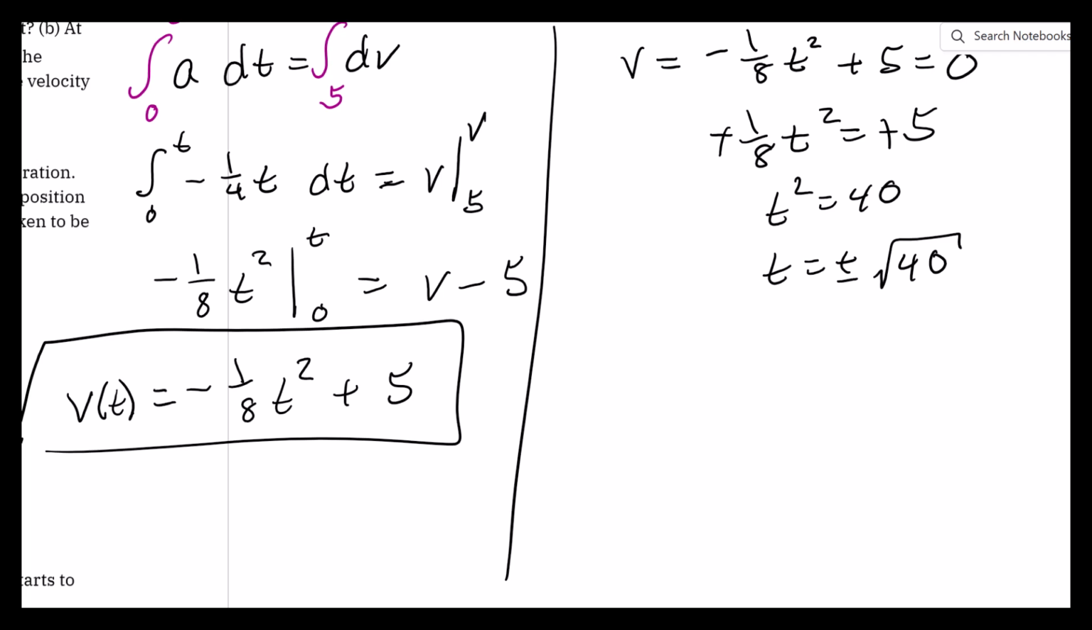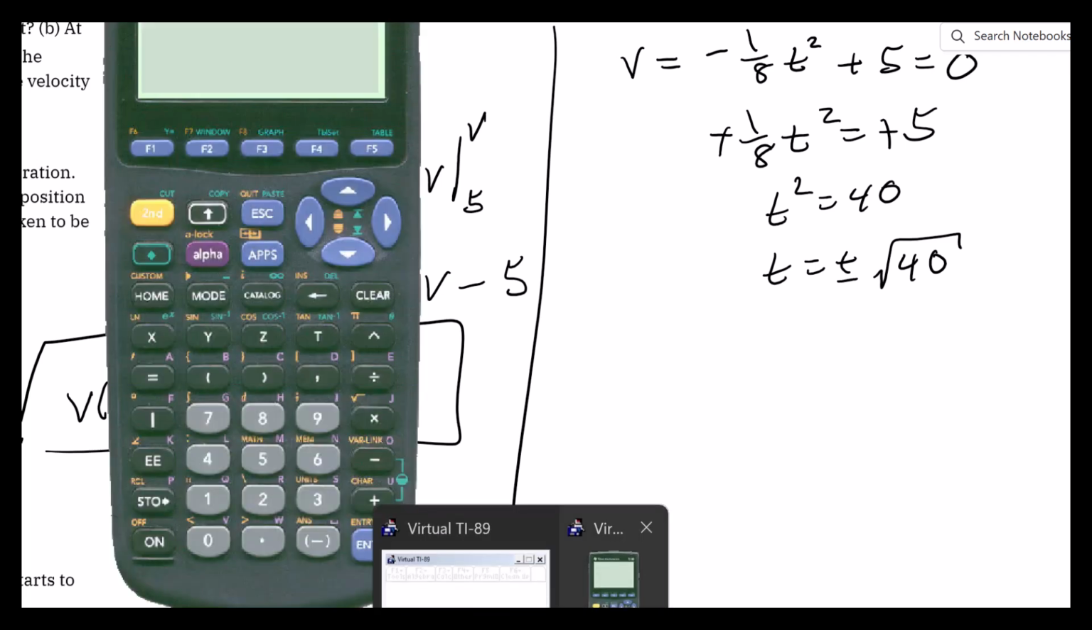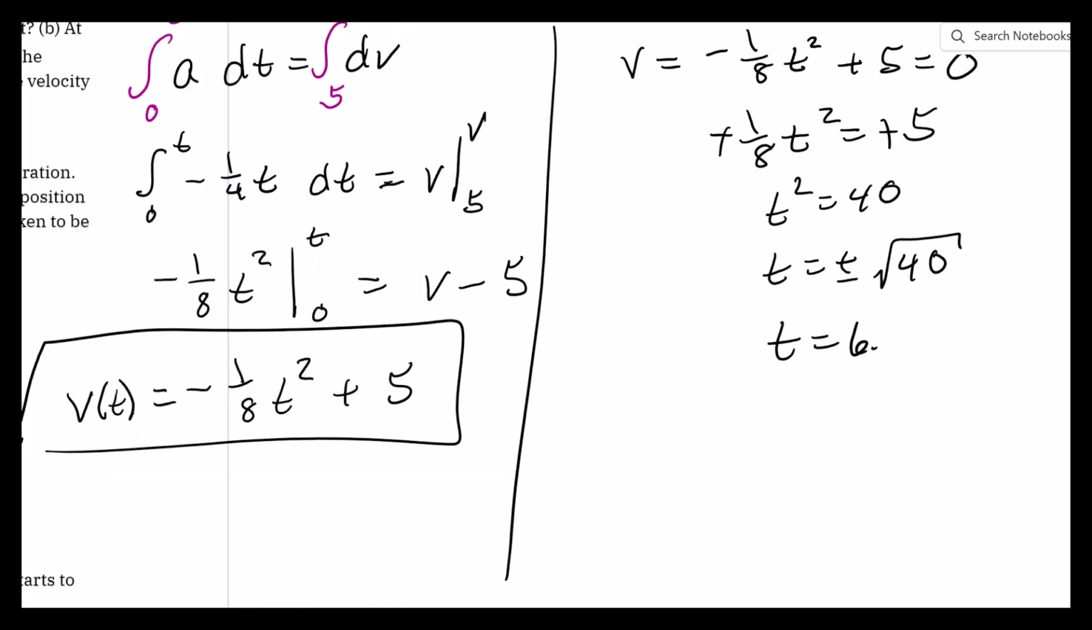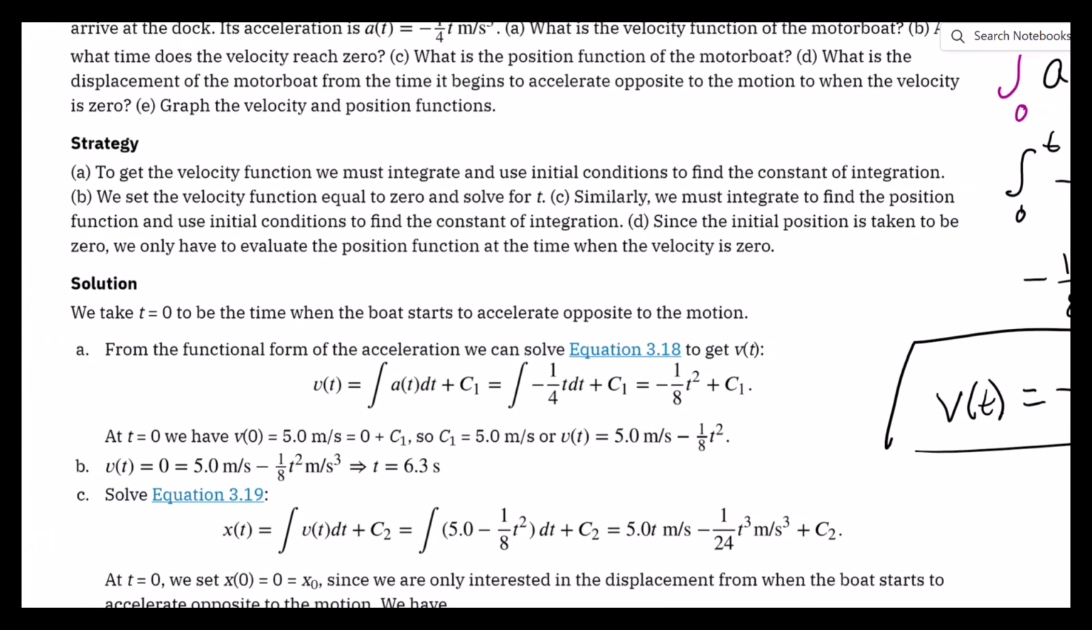I lost my calculator app. Hold on, maybe I can find it. Okay, I found it. So it's plus or minus the square root of 40, and obviously I don't care about the negative part. So it's 6.32. It takes me 6.32 seconds to get down to a velocity of 0.